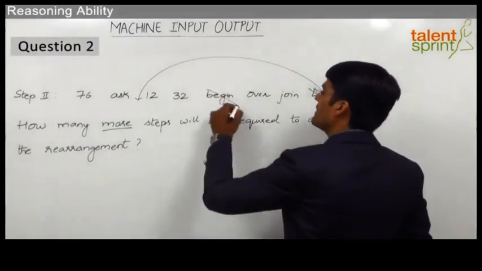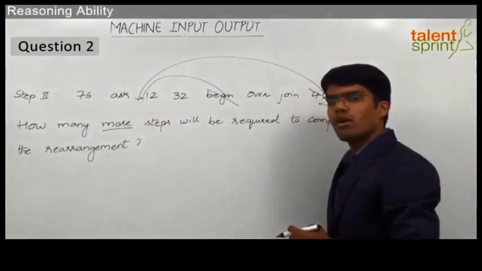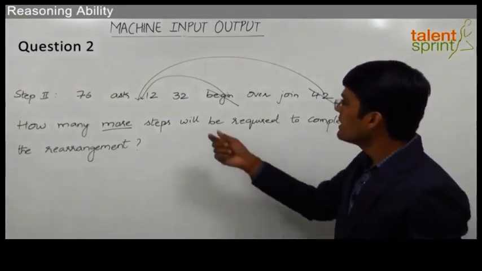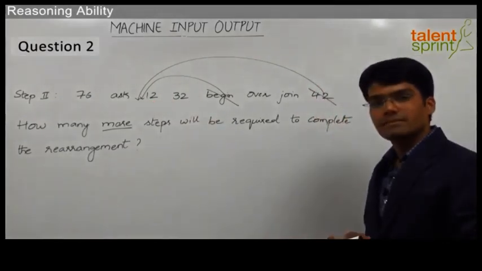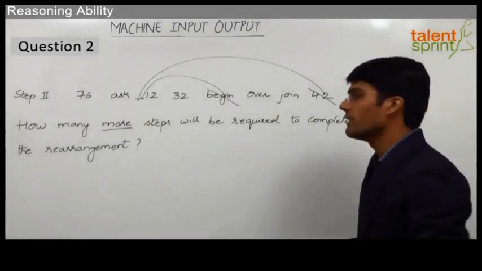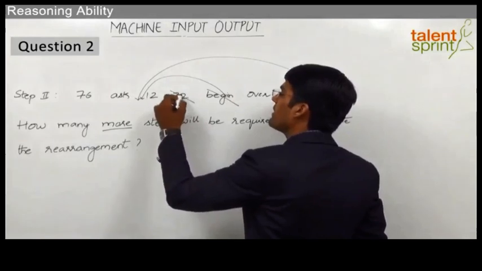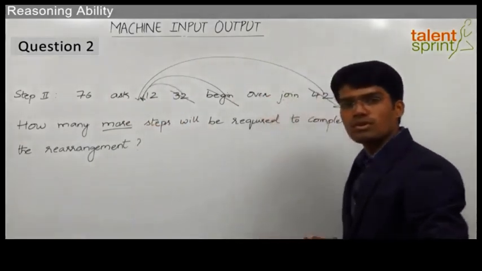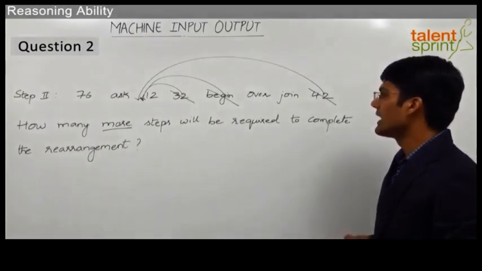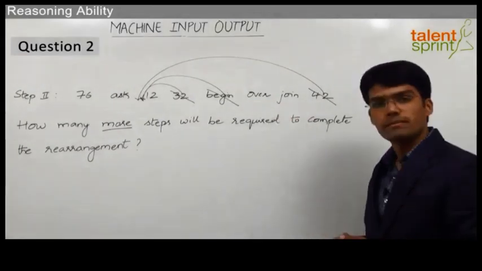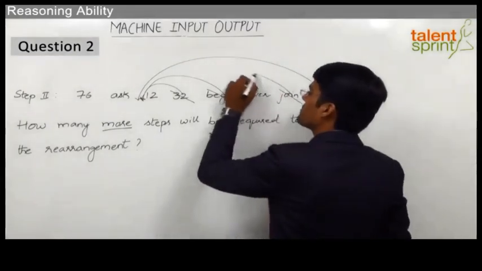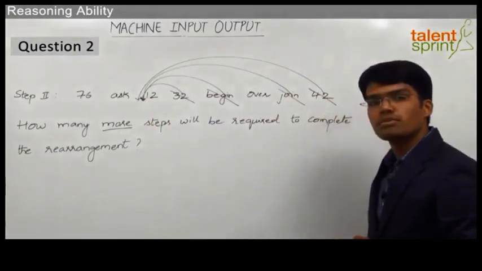So let us strike off begin and just draw an arrow showing that it has gone before 12. After begin, we need a number, and that number should be one out of 12 or 32. And we have to take 32 in the next place because we are following the decreasing order. So as 32 comes first in decreasing order, let us strike off 32 and just put an arrow showing that 32 has come before 12. After 32, we need another word, and that word should be either over or join. And as per alphabetical order, the word should be join. So let us strike off join and just draw an arrow showing that join has gone before 12.